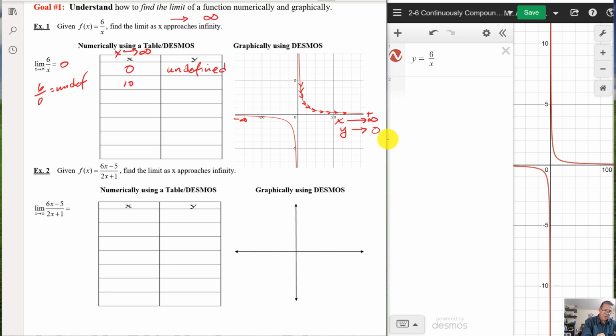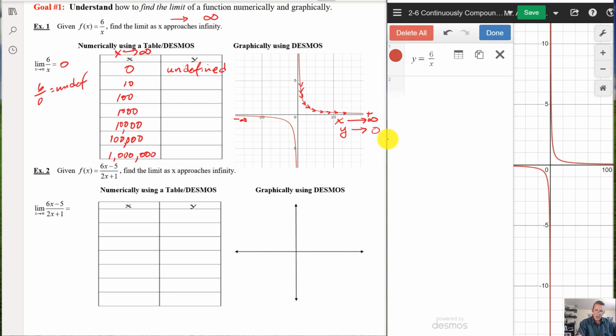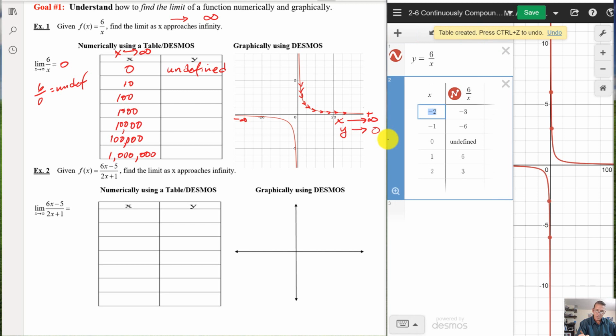So let's take a look at the values when x is 10, 100, 1,000, 10,000, and after that, how about 1,000,000. This is easy to do in Desmos. I've done this with you before, so it should be easy to do again. Hit the gear symbol, duplicate it, and change it to a table. Just backspace and clear out the values.